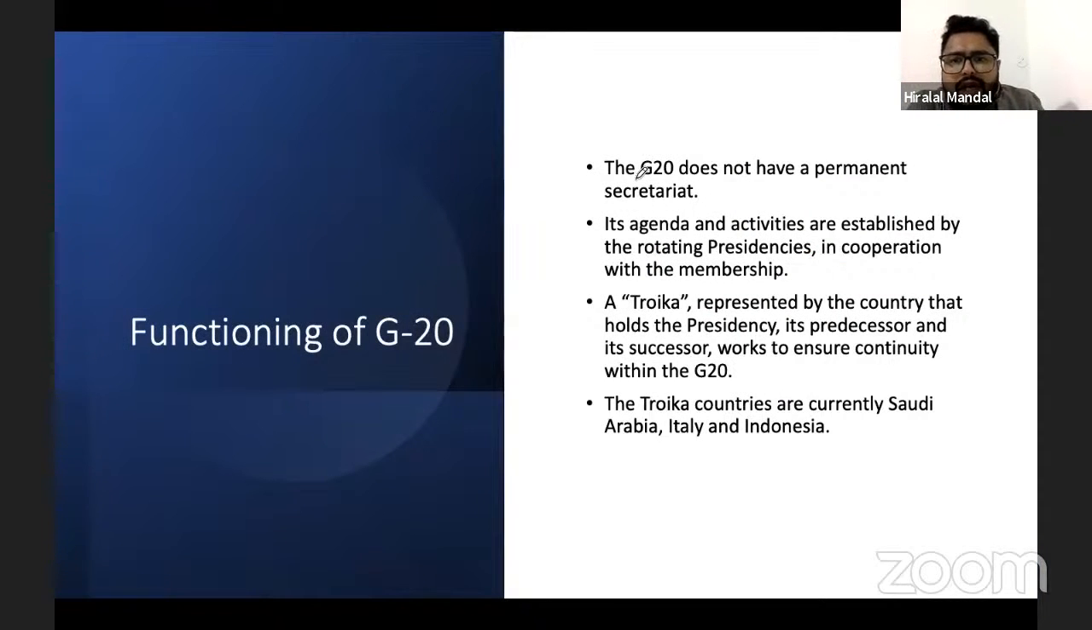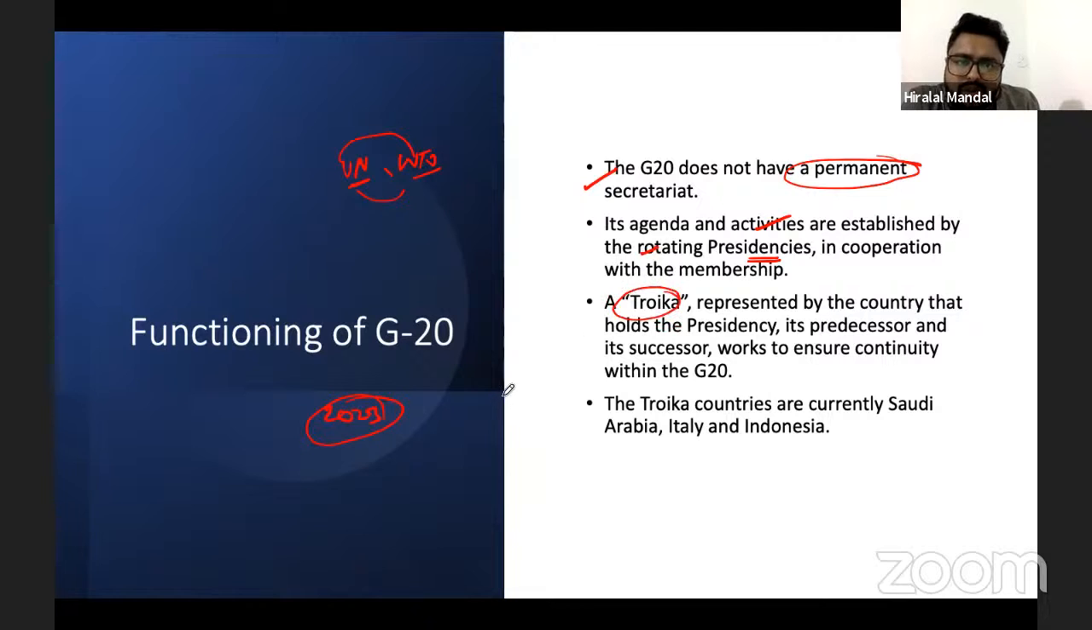Basically, the G20 doesn't have a permanent secretariat. When it comes to the WTO or the United Nations, they have a permanent secretariat, but the G20 doesn't. Rather, the agenda and the activities are established by the rotating presidencies. Every country gets the presidency. India will also get the presidency of the G20 in 2023, so in 2023, the G20 will be organized in India. India will be the hosting country.